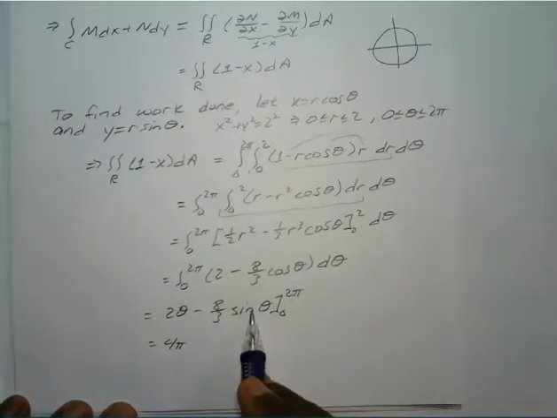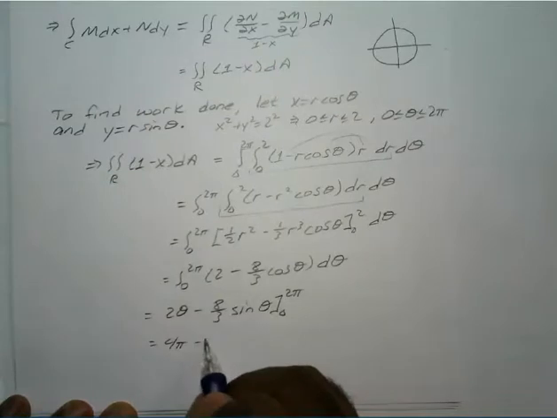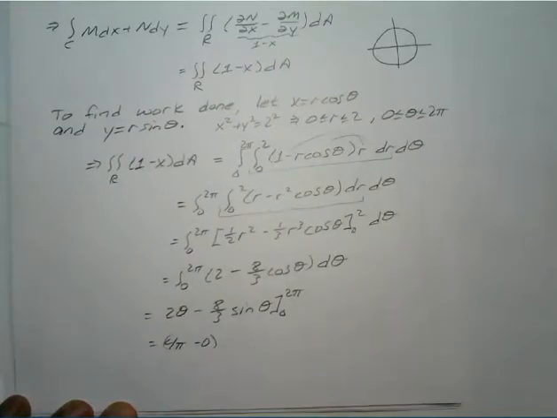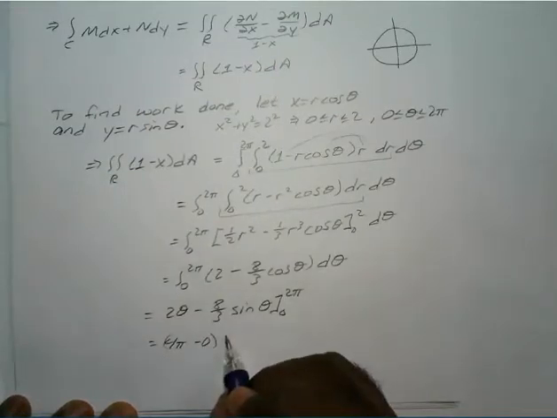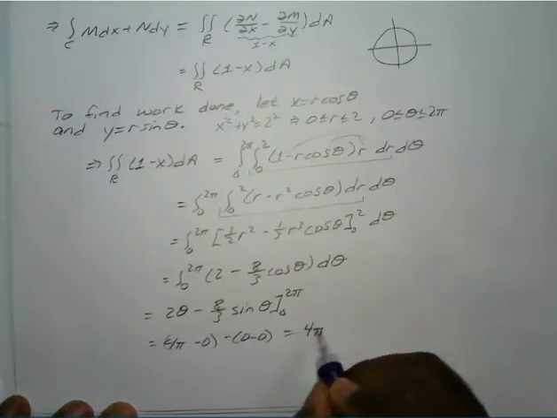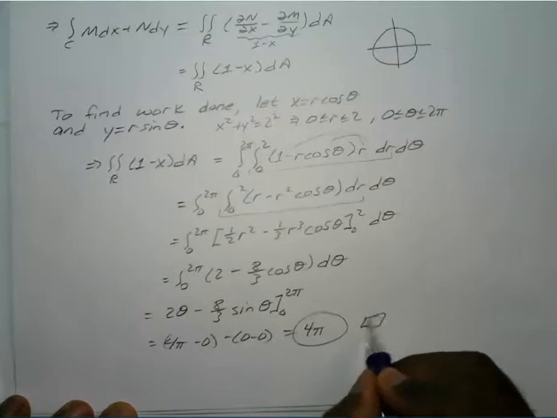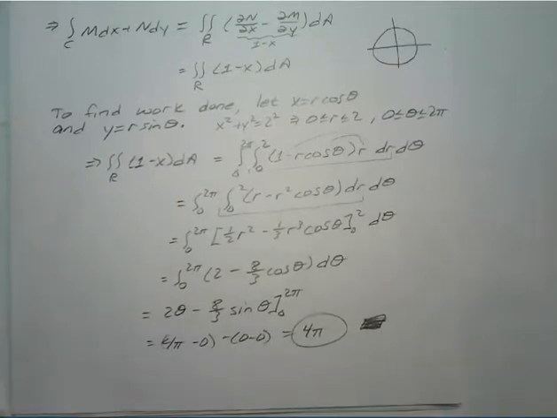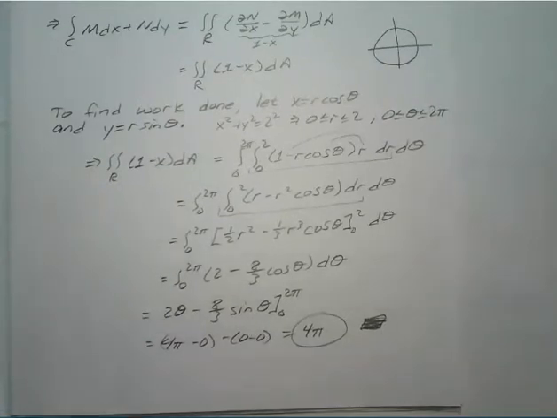Sine of 2 pi is 0. So 4 pi minus 0. If you plug in 0, of course, you get 0 again. So we end up with 4 pi. All right. So if you are still writing, feel free to press pause. But we're going to go ahead and move on to our next example.